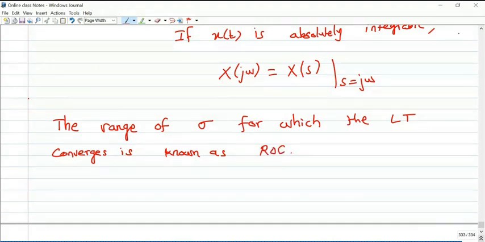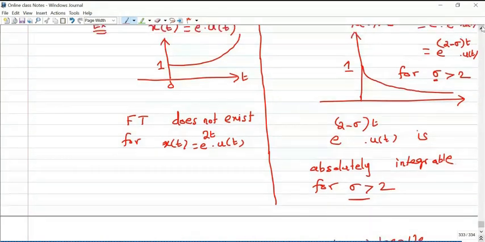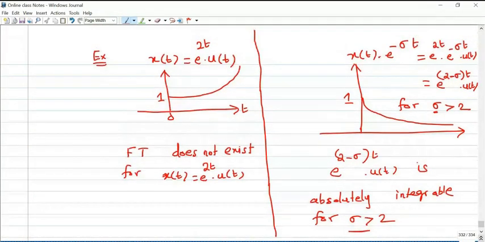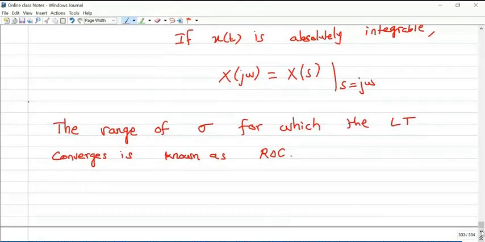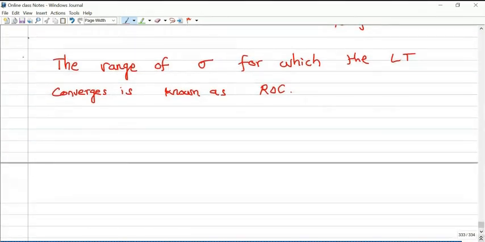So in the previous example, the Laplace transform exists for the signal e power 2t u of t for sigma greater than 2. Here the condition sigma greater than 2 is called the region of convergence. Similarly, for any given signal, while calculating the Laplace transform, we have to define the region of convergence. In Fourier transform, there is no such term, but in Laplace transform and Z transform, there is a concept called region of convergence. We should specify the region of convergence for every problem.